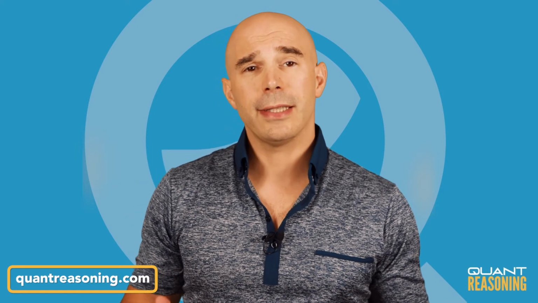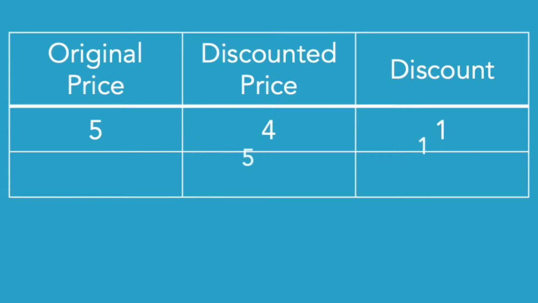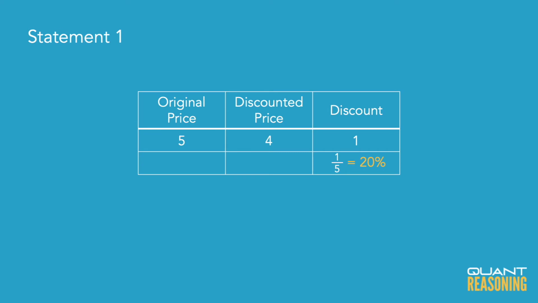Now the question is asking for the percent discount, but we can see from our three-way ratio that the discount was 1 out of 5, so that's a 20% discount. And I think if you use three-way ratios regularly, you don't actually need pen and paper to see that statement 1 is sufficient on its own.